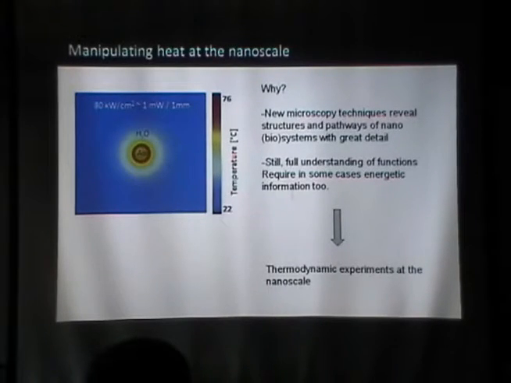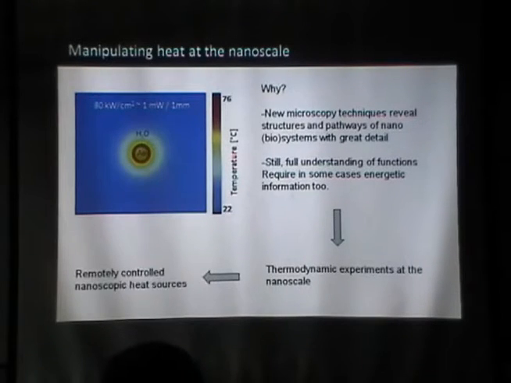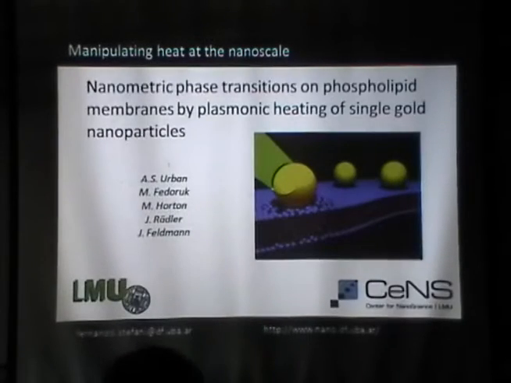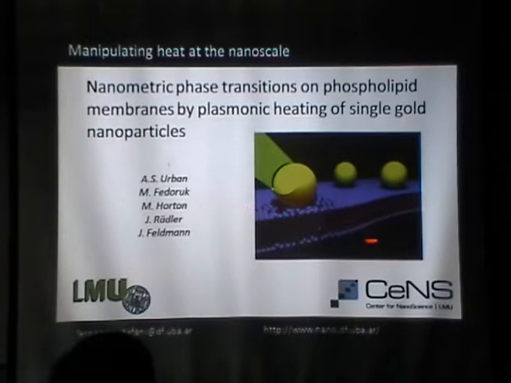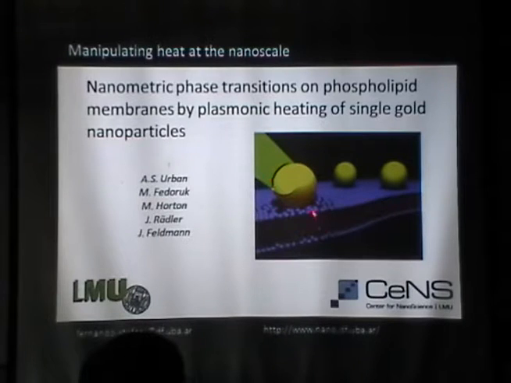So for that we have the basic tool, which is a source of heat, our nanoparticles, and the rest you have to figure out in each case, you will see. In this case we started working on phospholipid membranes. So here this cartoon shows you the idea of the experiment. We will have a phospholipid membrane and we will heat it locally with nanoparticles in order to produce a phase transition only in a small region of the membrane.